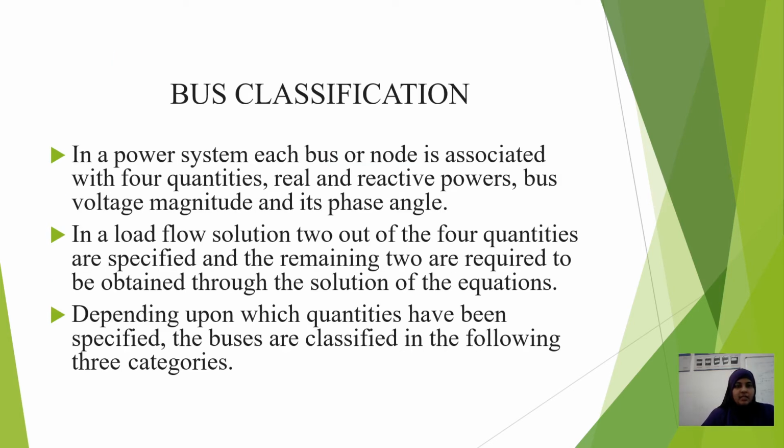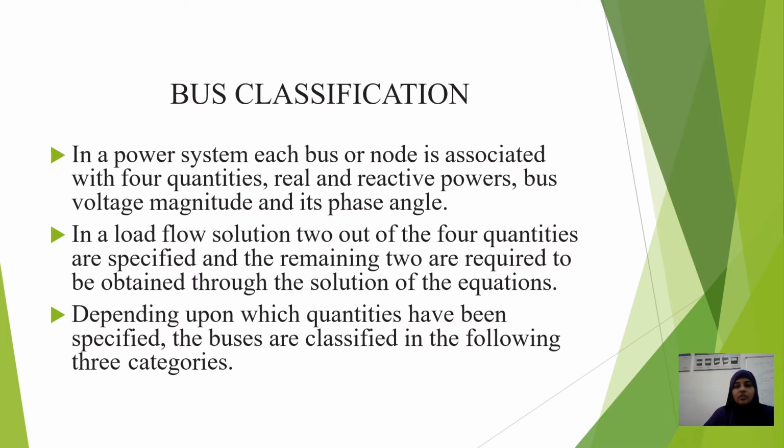Now let us see the classification of buses. In a power system, each bus or node is associated with four quantities. What are those four quantities? Real power, reactive power, voltage magnitude and phase angle. Real power is designated by P suffix G, reactive power Q suffix G, bus voltage magnitude mod V and phase angle delta. And in a load flow solution, 2 out of the 4 quantities will be specified and the remaining 2 are required to be obtained through the solution of the equations.